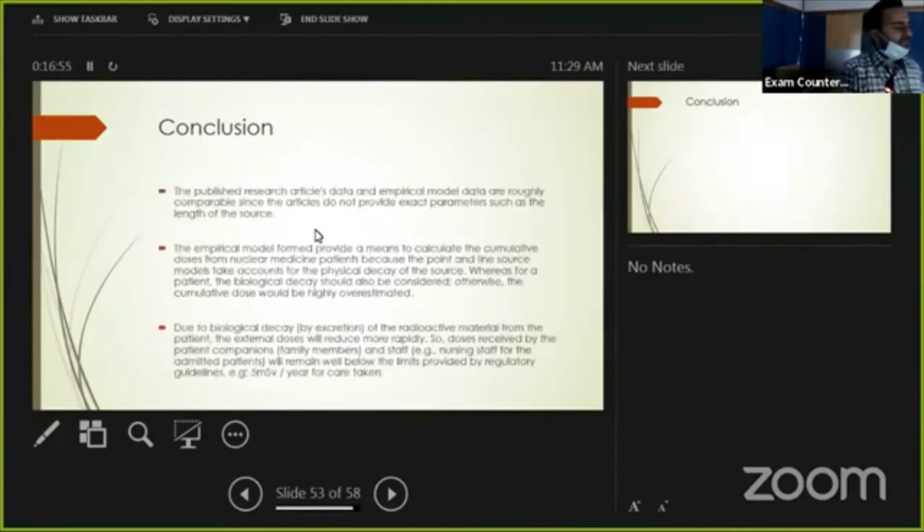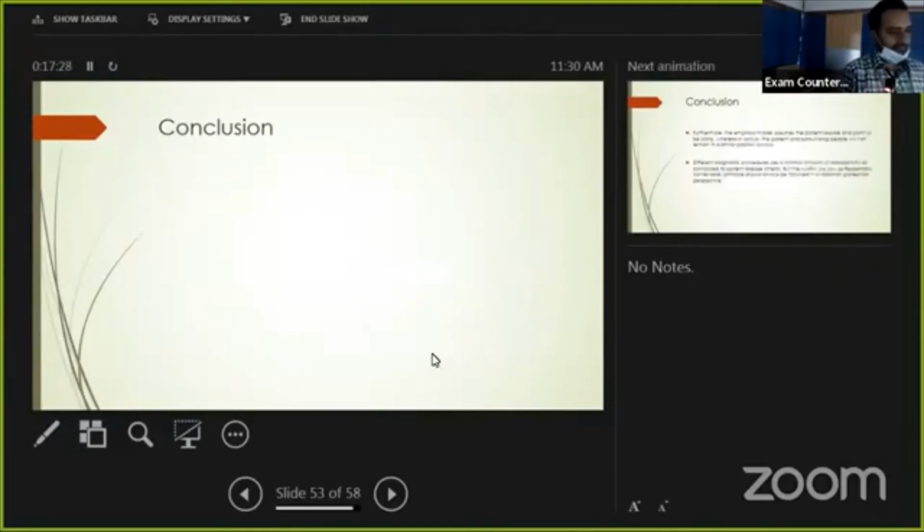Compared with published articles, to some extent the readings were comparable with our empirical model as well, and the point source model, which we usually take because of its ease, highly overestimates the dose rates from the patient. And moreover, none of the tests gave a dose rate related to the patient release criteria. These were all lower than the patient release criteria and well below the regulatory guidelines for the caretakers as well.